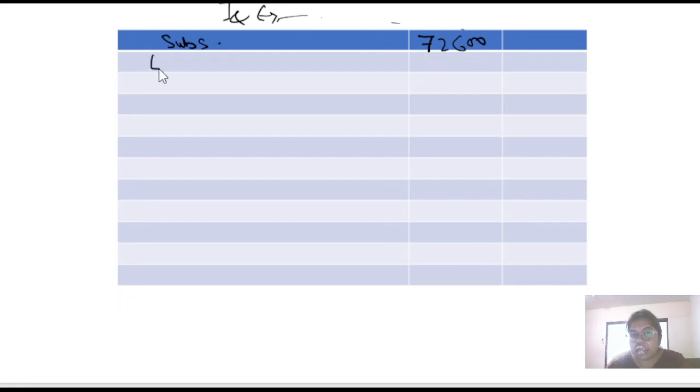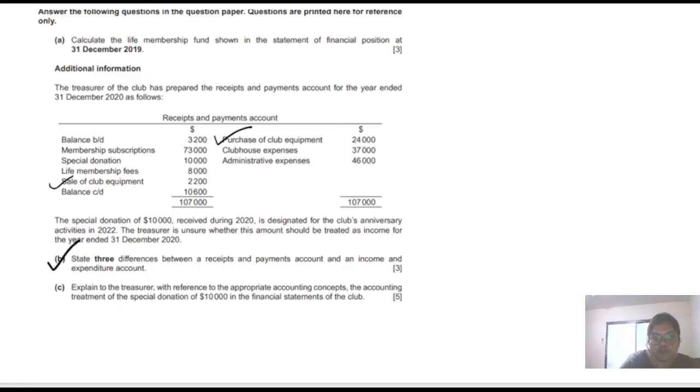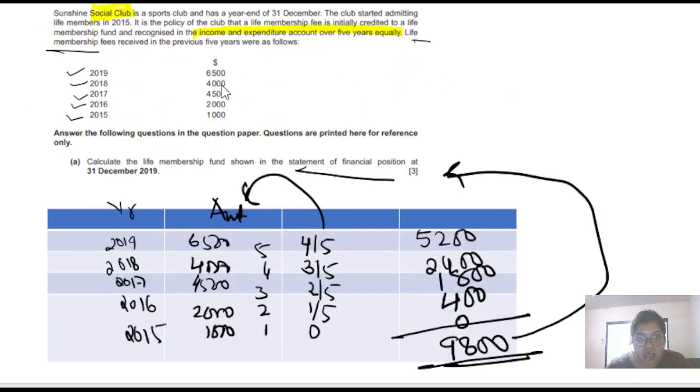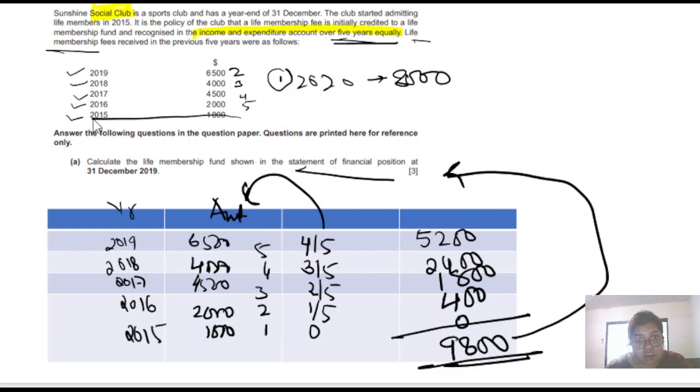Then life membership fees. For life membership fees, in the receipt and payment account, they gave you the members' life membership fees 8,000. So this is your 2020 balance, and here you have the other balances also. Now they ask you to transfer 1/5, so 1/5 past 5 years. This is your first year, then the previous year, second year, this is your third year, this is your fourth year, this is your fifth year. It means you no need to write down this value for transferring into the income and expenditure account.